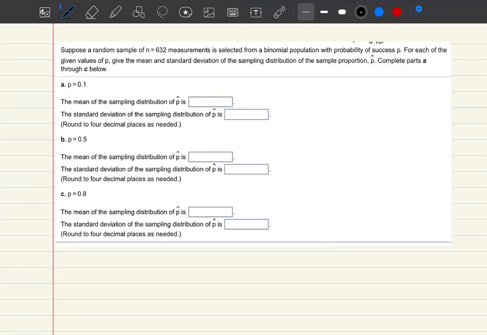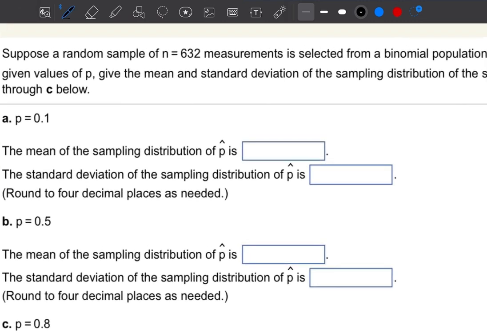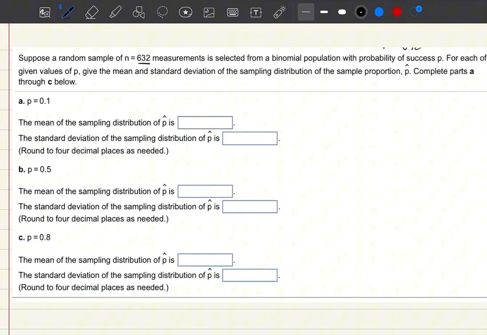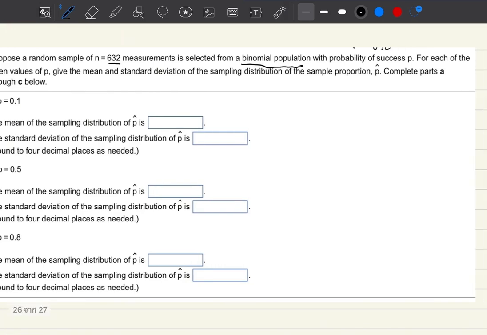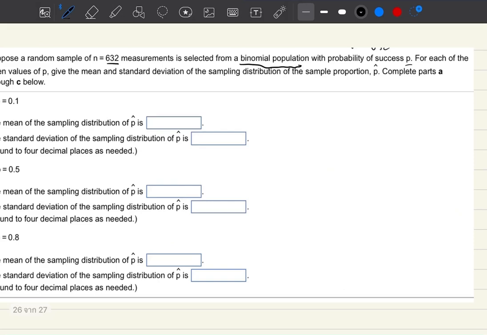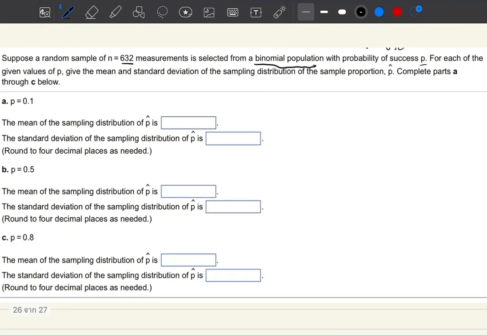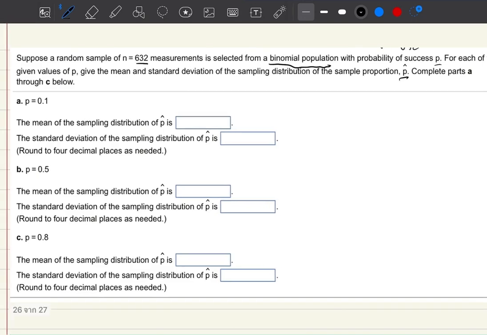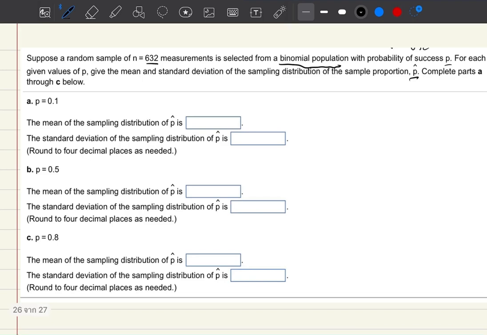So let's move on to the last one. Suppose a random sample of n equal to 632 measurements is selected from a binomial population with probability of success p. For each of the given values of p, give the mean and standard deviation of the sampling distribution of the sample proportion p hat. Complete parts A to C below.